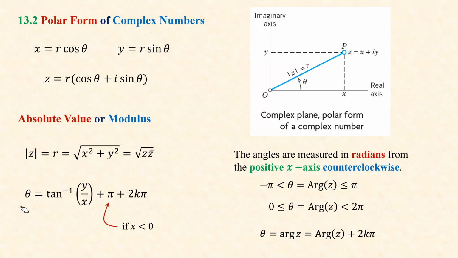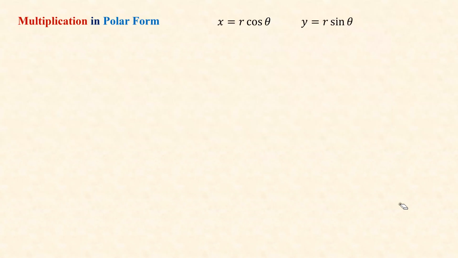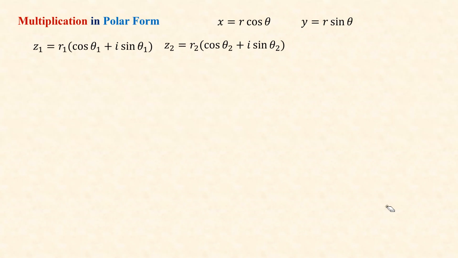So that is the polar form of complex numbers. And then you see what happens if we multiply two numbers in polar forms. If you have two complex numbers in polar forms, like Z1 and Z2, the first one has a modulus or absolute value R1, and it makes an angle theta 1 to the x-axis or to the real axis. The second one has a modulus R2, and it makes an angle of theta 2. So if we multiply these two, this is what we get.